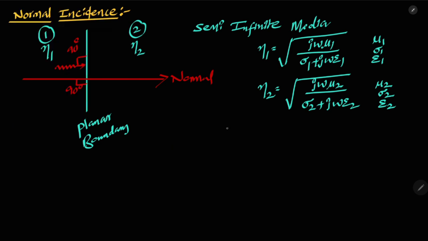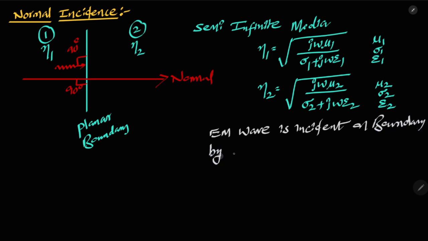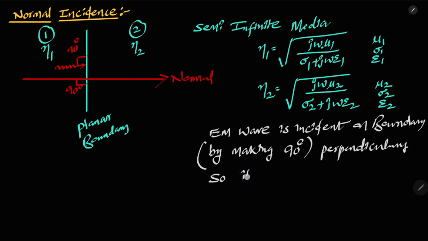So here the EM wave is incident on the boundary by making 90 degrees, or simply we can say a perpendicular wave. So it is normal incidence.